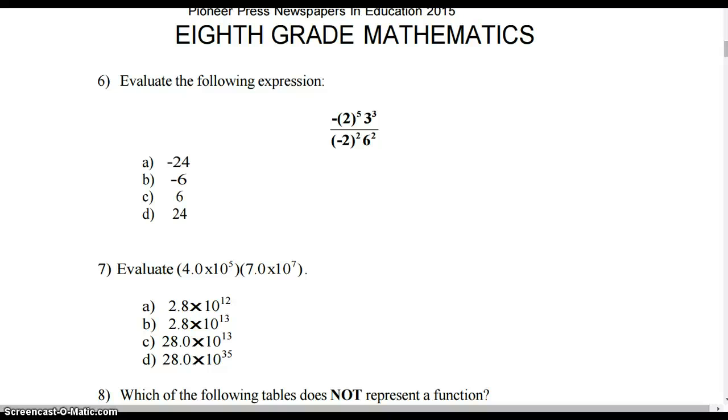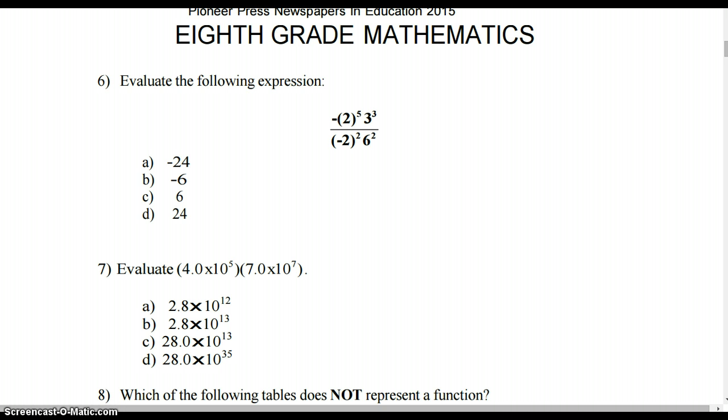Alright, let's check out the solutions to 6 through 10 on the MCA packet. Number 6, we're just evaluating an expression. And if you look at the possible solutions they give you, 2 of them are negative and 2 of them are positive. So one thing that could help you out here is to figure out, should I get a positive answer or should I get a negative answer? Because if you figure that out, you can eliminate 2 of your choices right away.